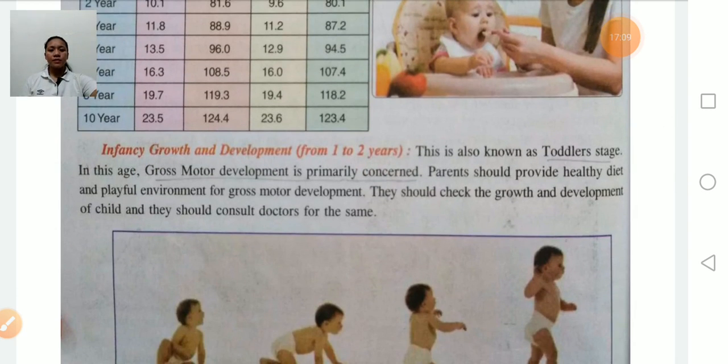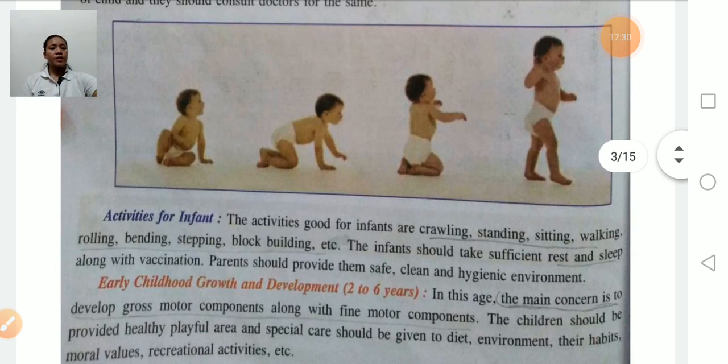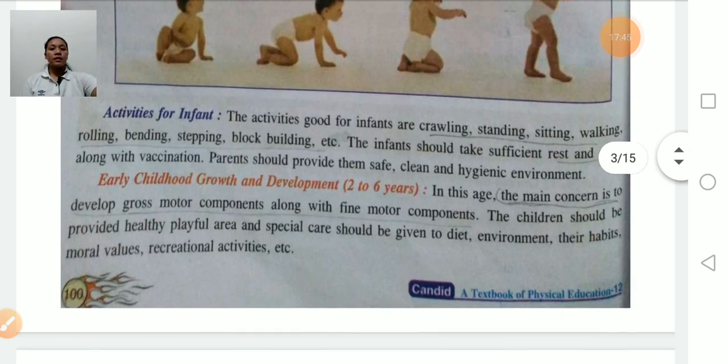In infancy, 1 to 2 years, in this age group also there should be development of the big muscles, gross motor development. So the children should participate in activities like crawling, standing, sitting, walking, bending, stepping, etc. And the child should take proper rest, sleep, vaccinations, and a proper and clean environment.